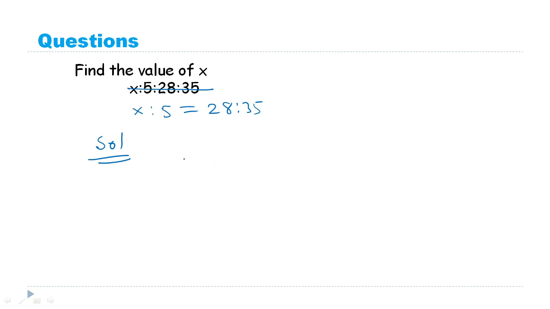to the product of means. So product of extremes: x multiplied by 35, because this x and this 35 are extremes. So the product of extremes is equal to the product of means, right? I'm writing x again so that you don't get confused. So x into 35 is equal to 5 into 28.